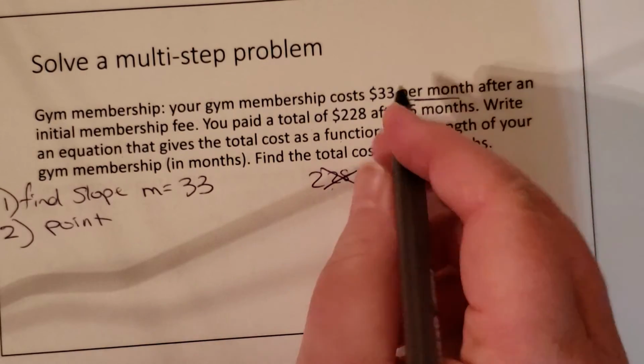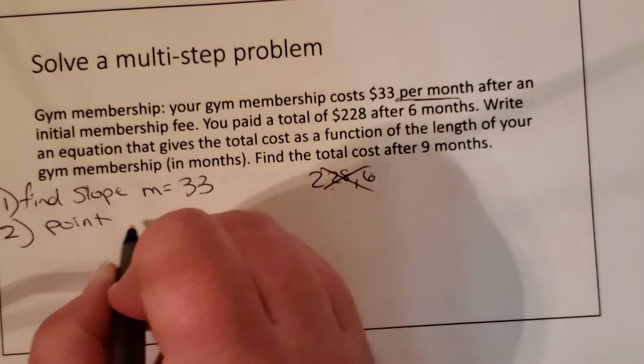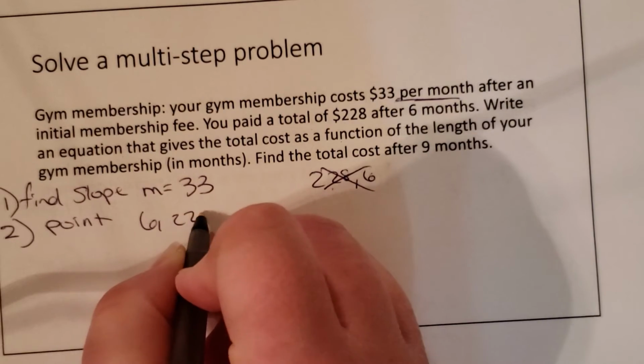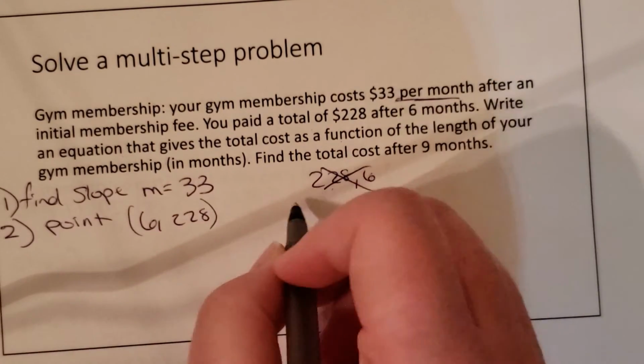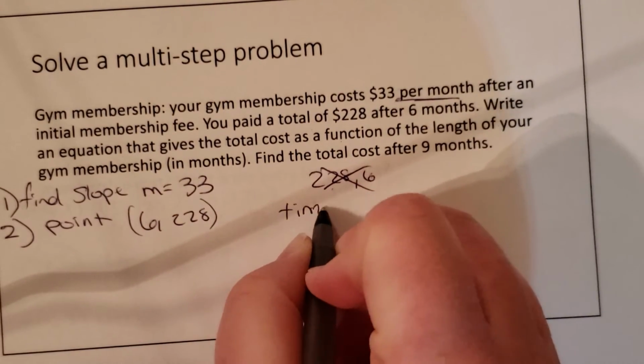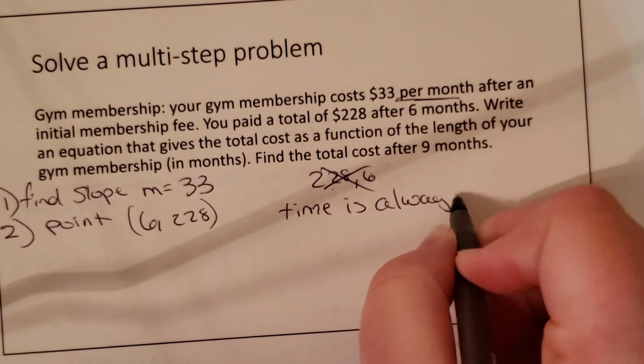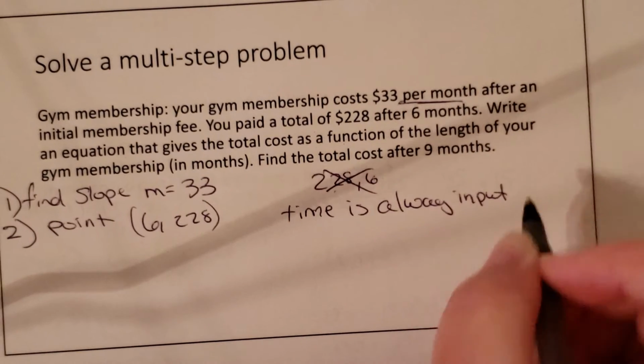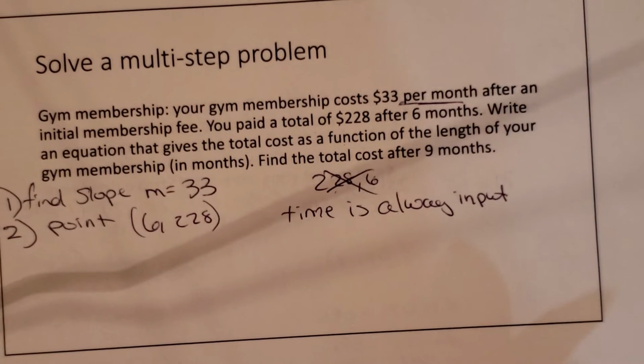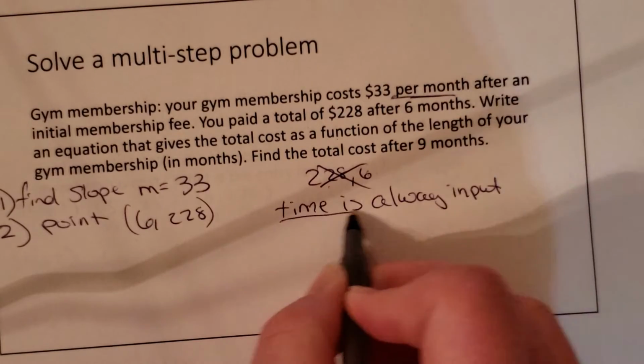Okay? Your ordered pair is going to be (6, 228) because time is always the input. Okay? Time is always the input. That is like the biggest hint I can ever give you guys. All right?